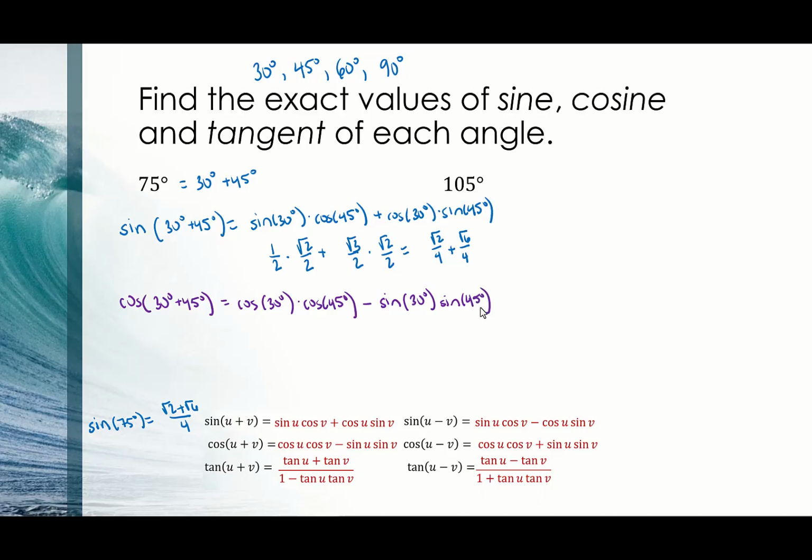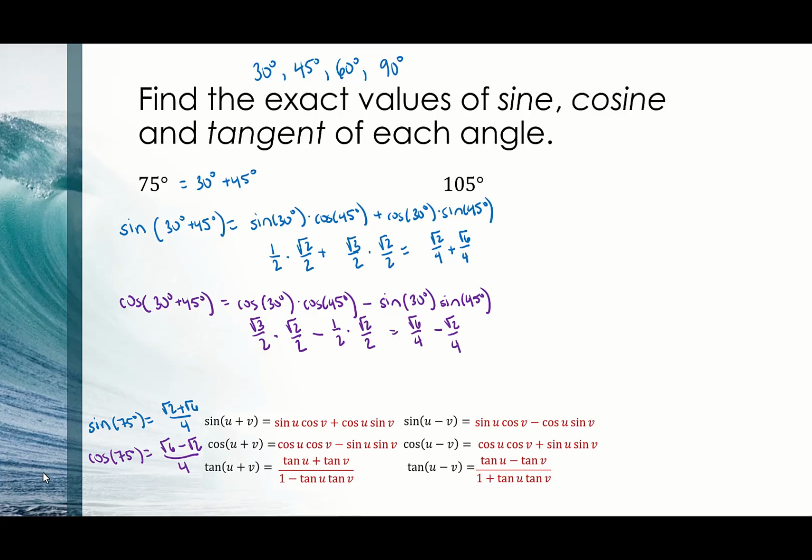Okay, cosine of 30 degrees will be root 3 over 2. Cosine of 45 degrees is root 2 over 2. Minus sine of 30 degrees is 1/2 times sine of 45 degrees is root 2 over 2. And we get root 6 over 4 minus root 2 over 4. So very similar radicals here, right? We're going to say that cosine of 75 degrees would be root 6 minus root 2, all divided by 4. Keeping in mind, we don't have like radicals, so we have to leave them separate.